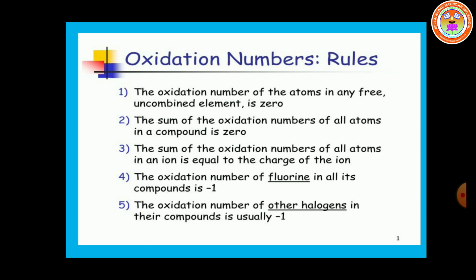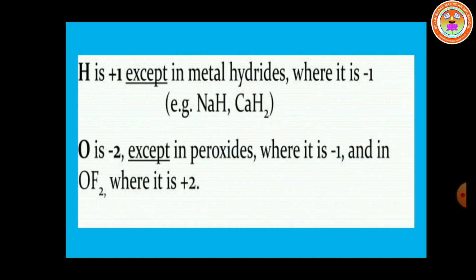Fourth, the oxidation number of fluorine in all its compounds is -1. Fifth, the oxidation number of other halogens in their compounds is usually -1. And hydrogen oxidation number is +1.